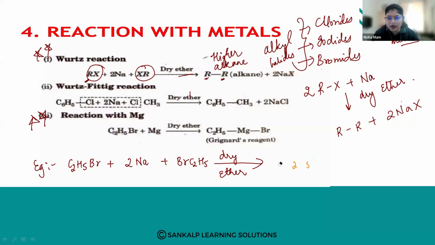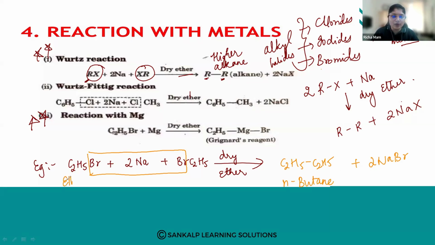What you have to tell is like this: 2NaBr, and it will be C2H5-C2H5. So this is your n-butane. The name of the compound is n-butane. Ethyl bromide, sodium, and again ethyl bromide. So when 2 moles of ethyl bromide react with sodium in the presence of dry ether, it gives you n-butane.